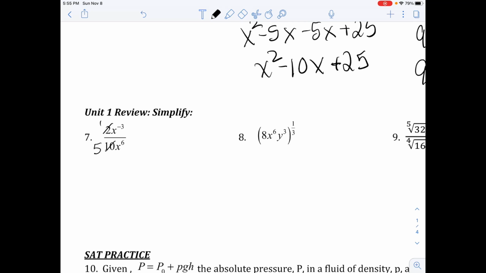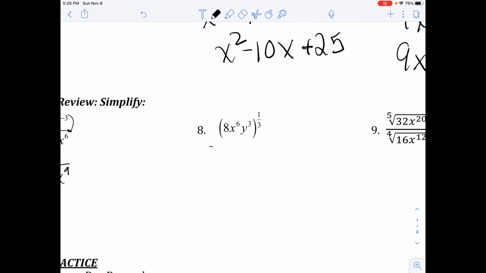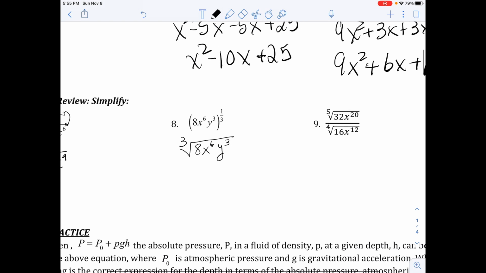So negative 3 minus 6 is a negative 9. To make the exponent positive, you would put it in the denominator. So 1 over 5x to the 9th. Number 8 is going to be the cube root of 8x to the 6th, y to the 3rd, because we remember to the 1/3 power is an index of 3.